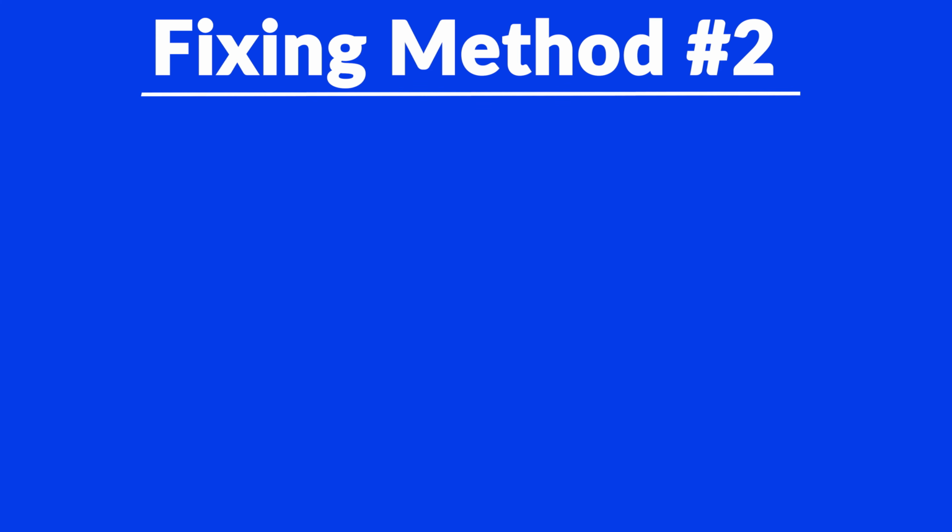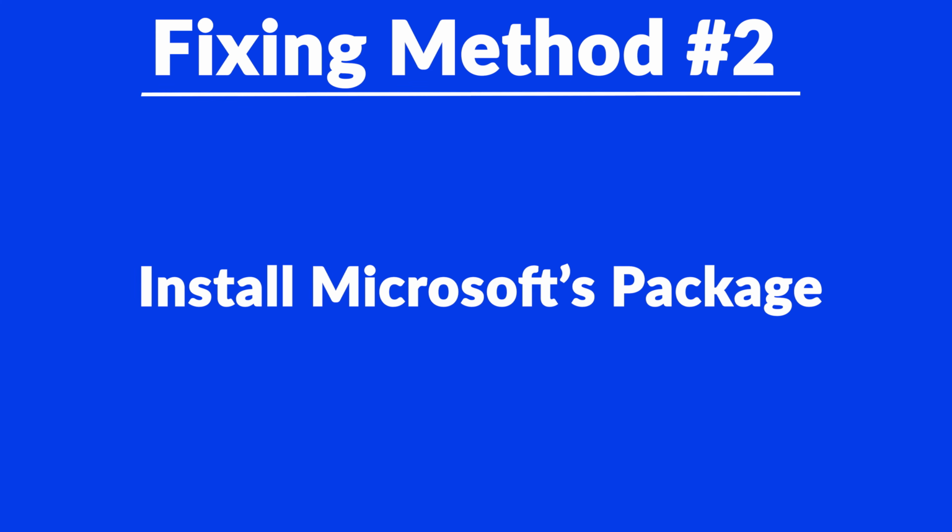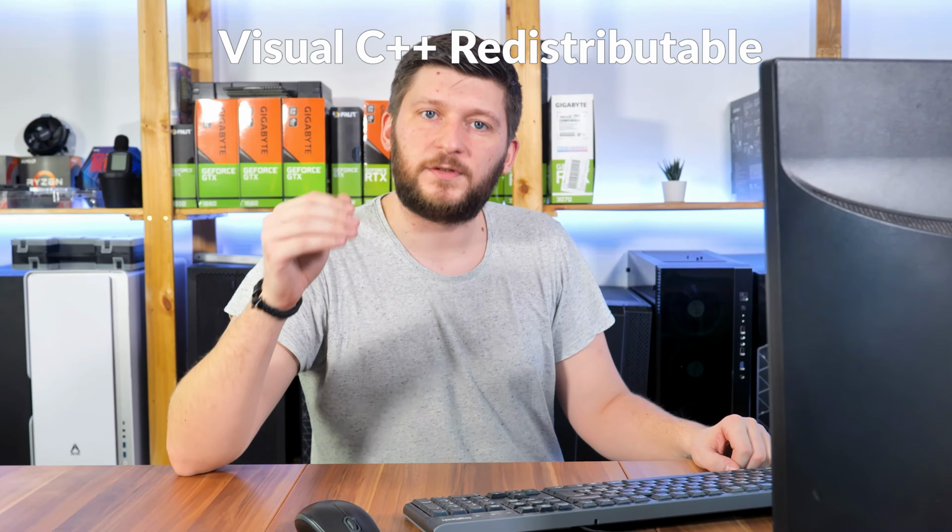But there are instances where the program does not want to find the DLL. For these cases, we have method number two. There is a package from Microsoft itself called Visual C++ Redistributable, and that one contains the DLL and it should fix the error if it hasn't been done before.